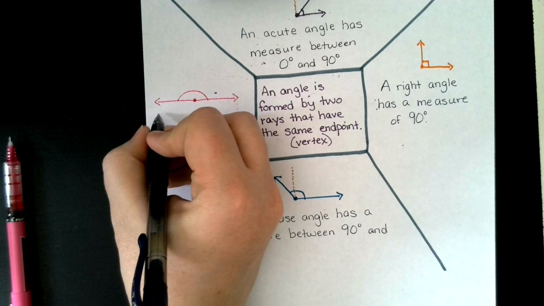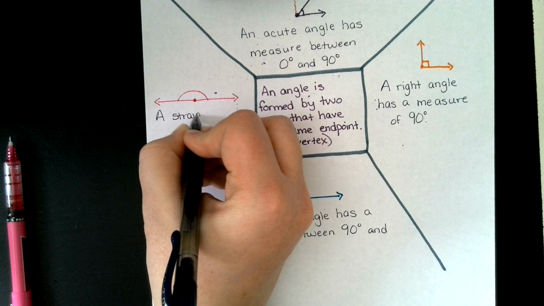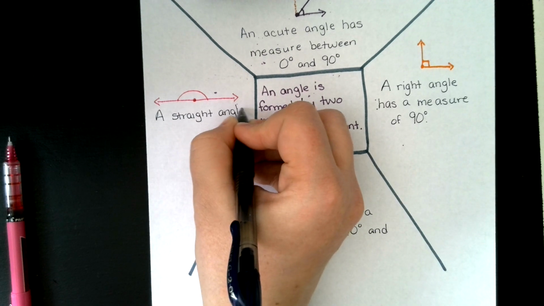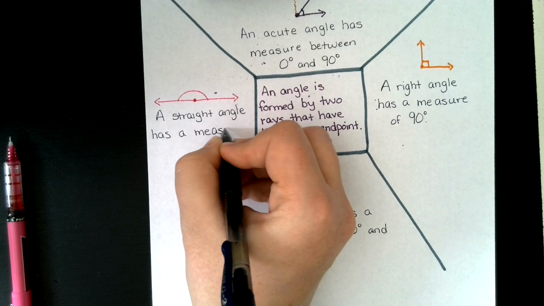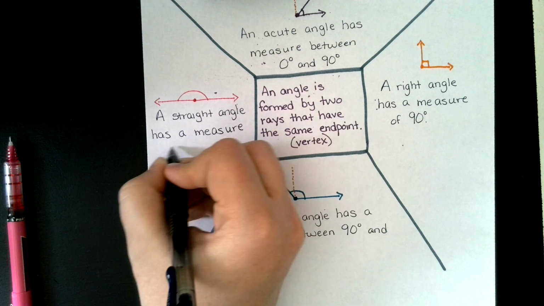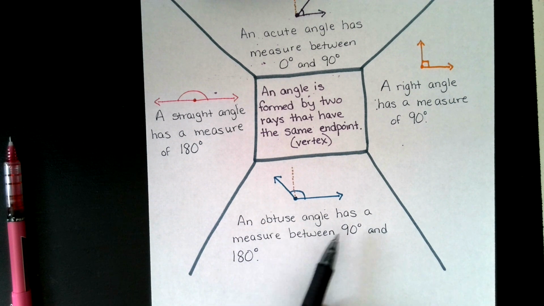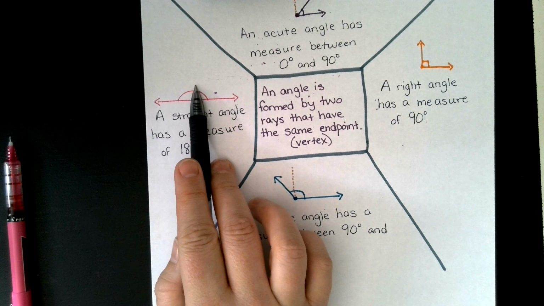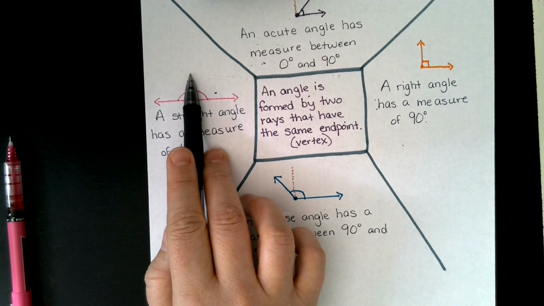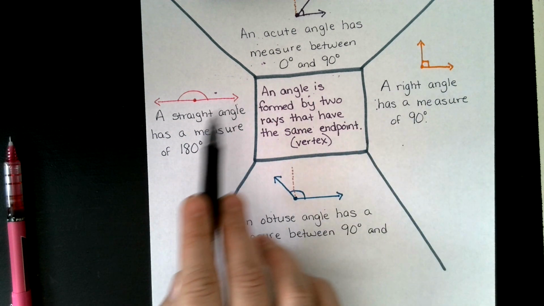A straight angle has a measure of 180 degrees. So when we think about this one where it's between 90 and 180, any angle that comes from here to here, the line could be here, here, here, here, here, here. Okay, it's not quite an L. It's not quite a right angle, but it's also not a straight line.